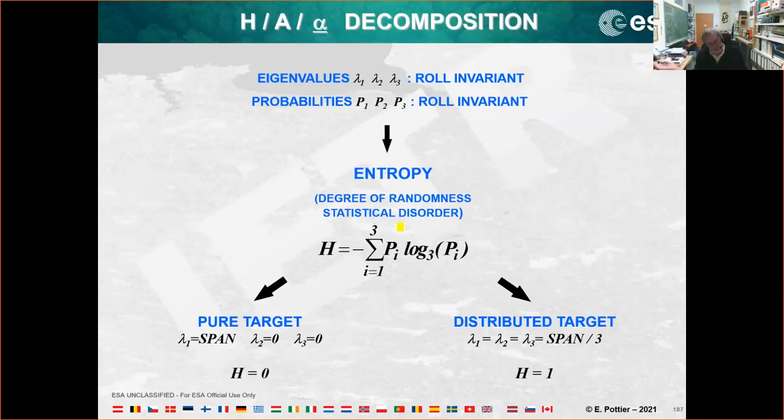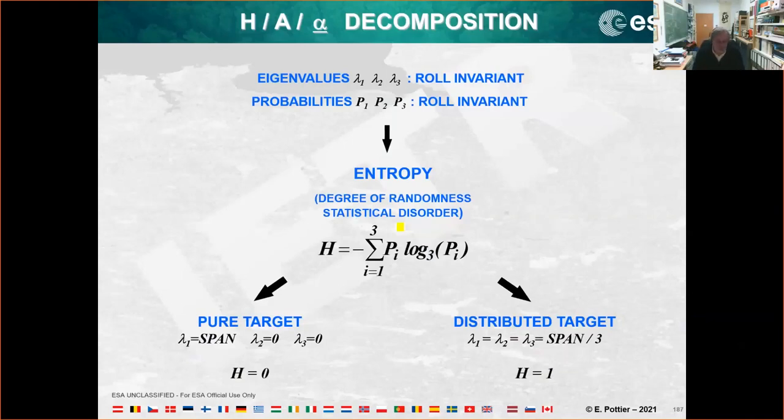On the contrary, the entropy can reach its maximum value, which is equal to 1. In such a case, it means that the three eigenvalues will be equal, so lambda 1 equals lambda 2 equals lambda 3. What does it mean? It means that inside my pixel, I shall get three independent and orthogonal scattering mechanisms, the maximum number of scattering mechanisms I can distinguish inside my pixel.